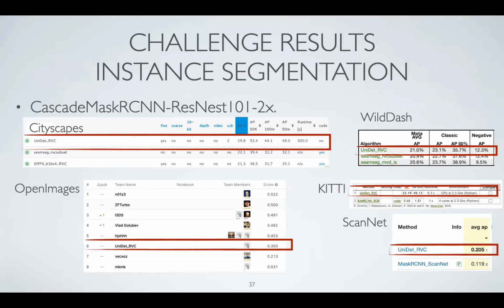Here are the results. Unfortunately, we are the only RVC entry with complete submissions on the instance segmentation challenge. However, for all the individual datasets that have other participants, we ranked first and outperformed the baseline. On WildDash, it is remarkable that our results ranked first place without training on the WildDash training set.